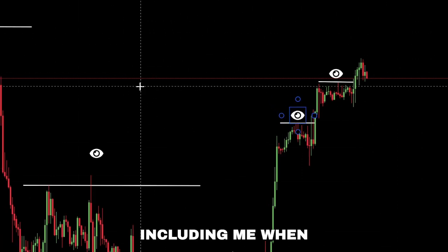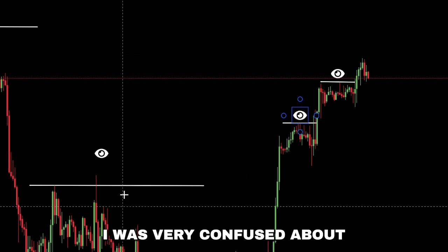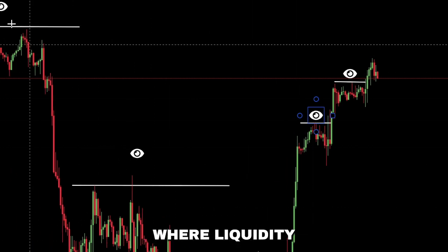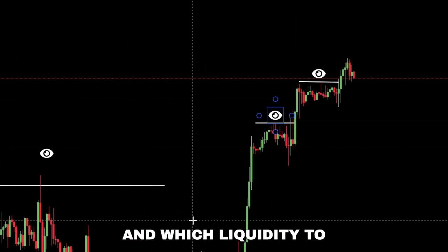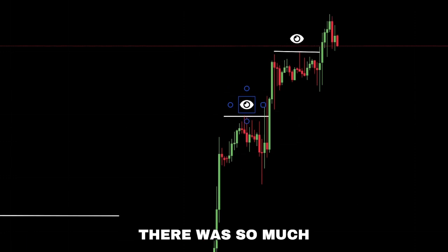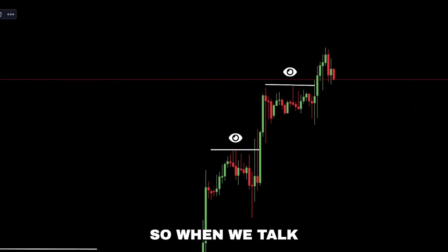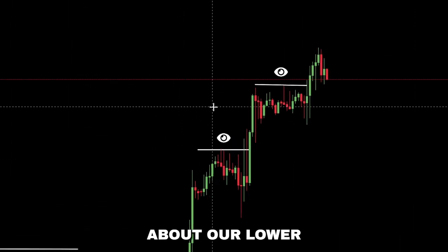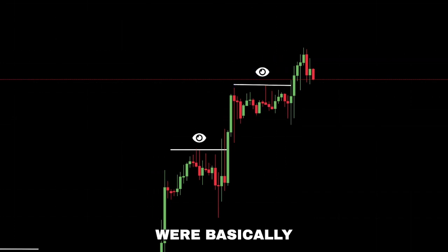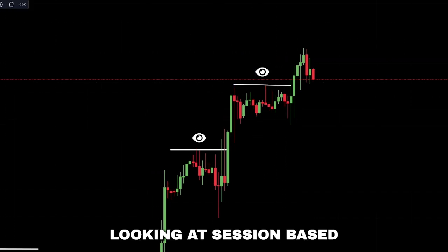A lot of people, including me, when I first started out, I was very confused about where liquidity was really sitting at and which liquidity to target because there was so much. And I'm an intraday trader. So when we talk about our lower time frame liquidity, we're basically looking at session-based liquidity.